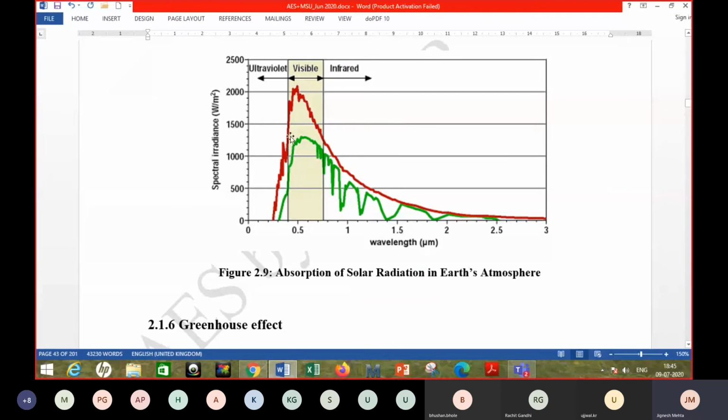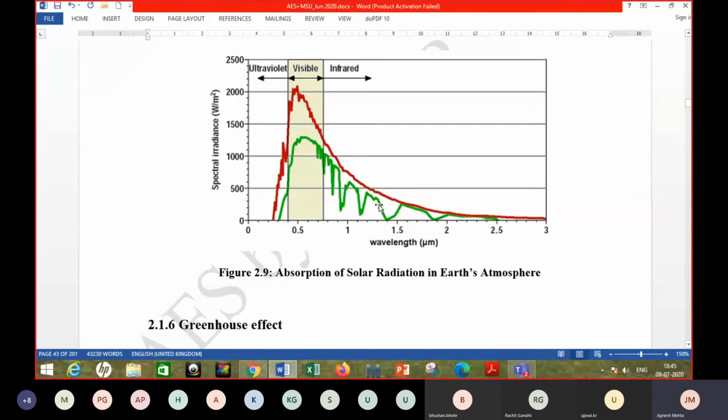Okay, so this one shows the extraterrestrial solar radiation, this red line, and the green line is the one which falls on the surface of the Earth. So the value gets decreased. Of course, this is showing beyond 2000, and I'm not sure whether it should cross such a high number. But basically, there is a gap between these two: what is outside Earth's atmosphere and what you get on the surface of the Earth.